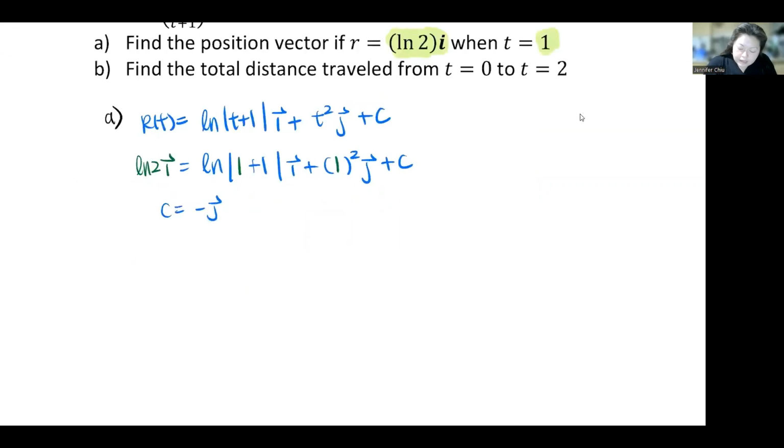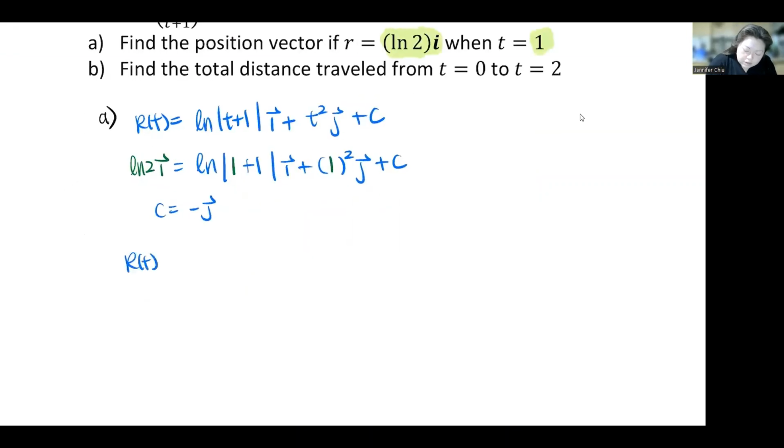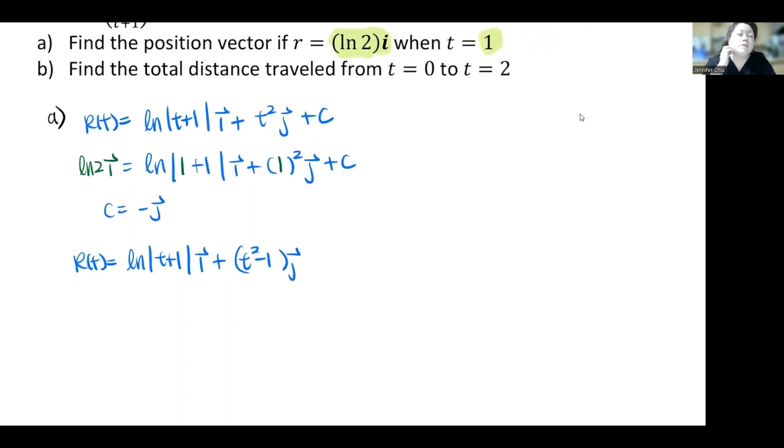So after plugging that in, my position function is going to be natural log of t plus 1 i plus t squared minus 1 j component. Okay? All right. So then lastly, it says find the total distance traveled.